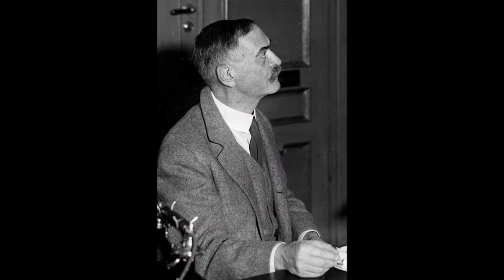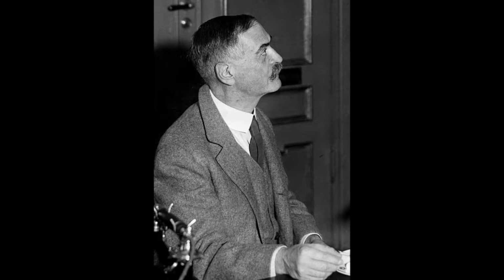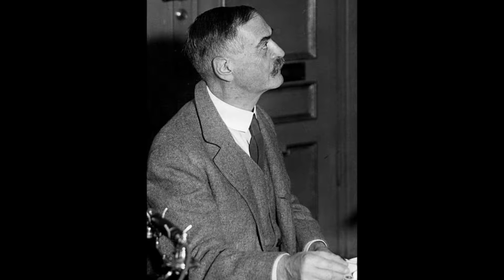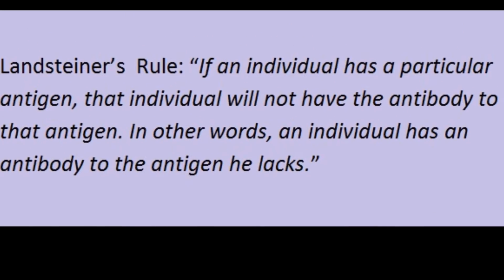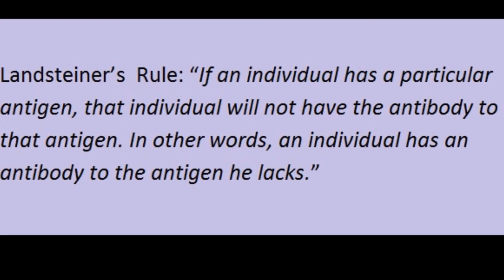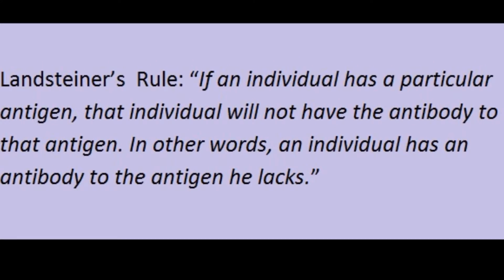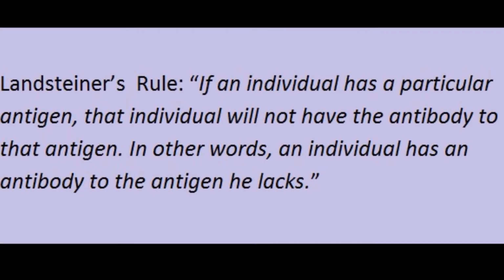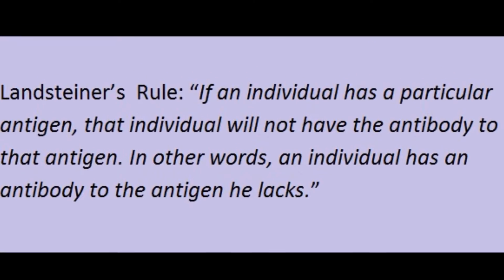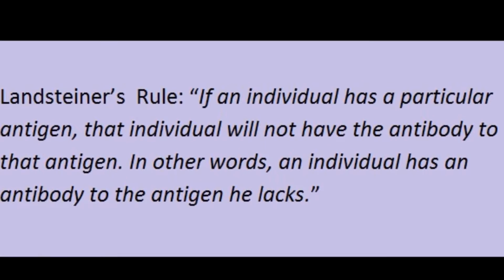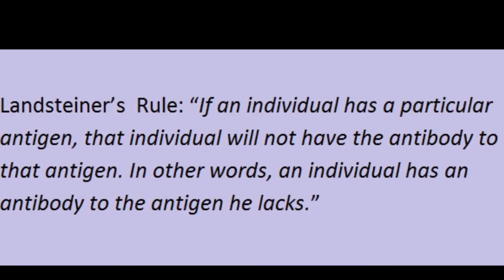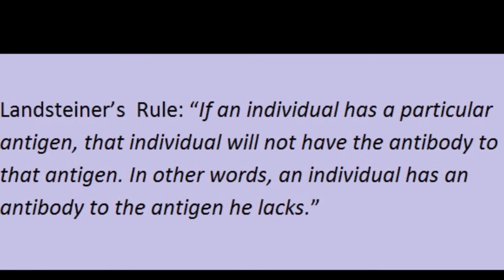The ABO blood group system was discovered by Karl Landsteiner in 1901. He mentioned that if an individual has a particular antigen, that individual will not have the antibody to that antigen. In other words, an individual has an antibody to the antigen he lacks.